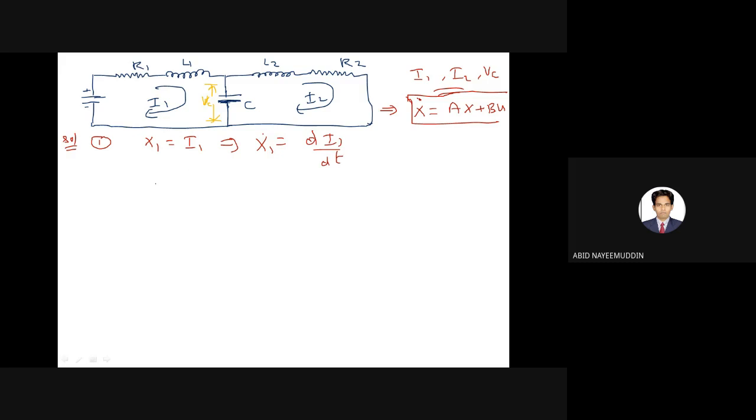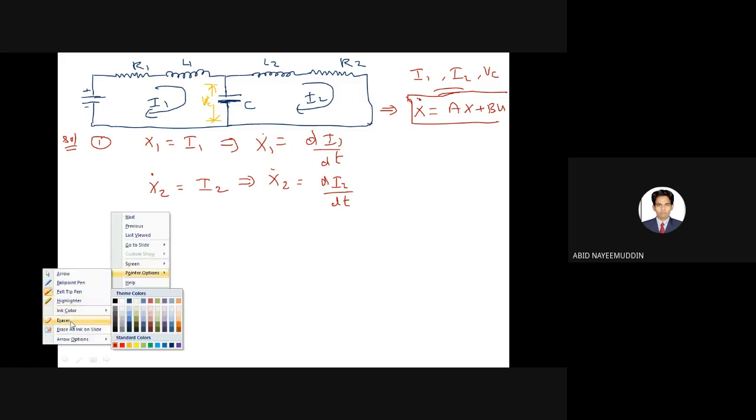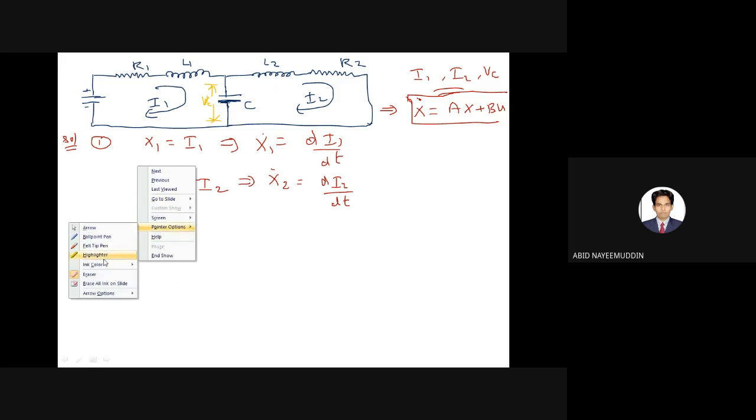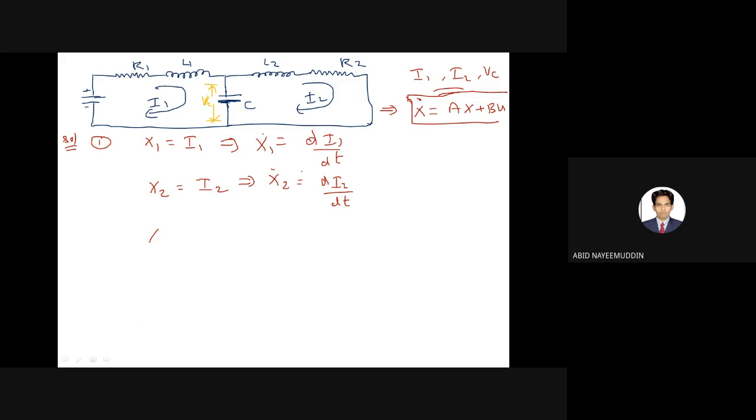In the same way, x2 is equal to I2, which implies x2 dot is equal to dI2 by dt. And also he has assumed, sorry, here this is only x2 and this is x2 dot.